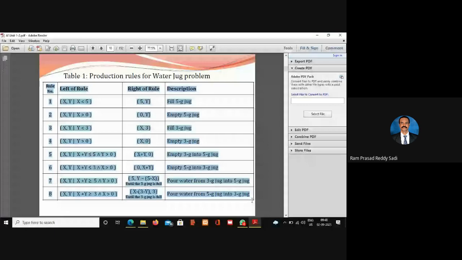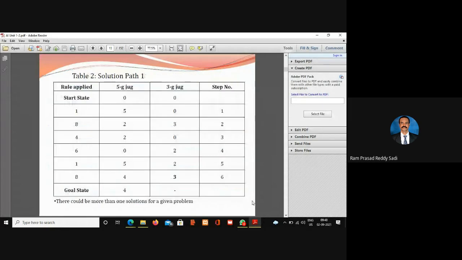Now you have to apply these rules from the starting state in order to reach the goal state. See, there can be different solutions. Do not go with the wrong notion that there is only one solution. So what is the initial state? Both the jugs are empty. That's the initial start state.